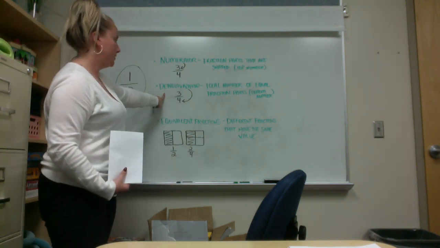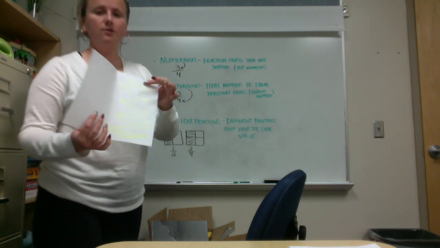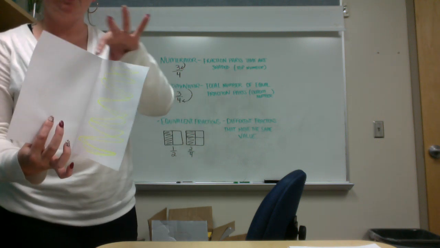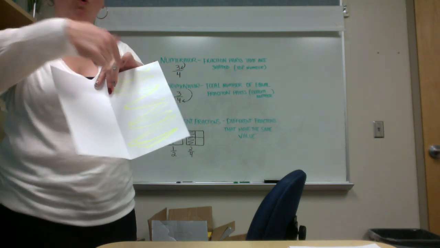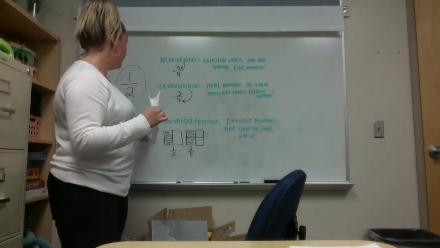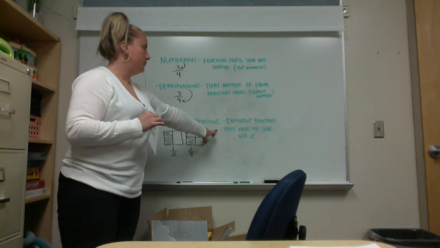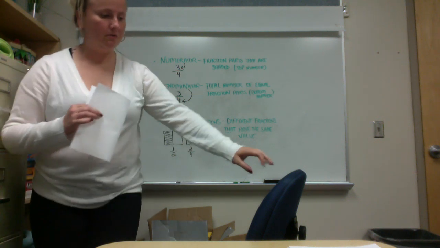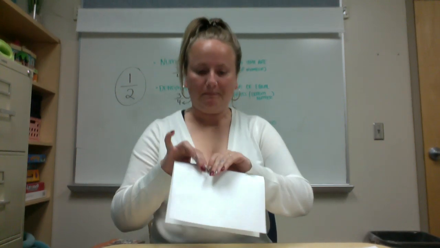The denominator, which is the bottom number, is the total number of equal fractional parts. So we have 1, 2. 2 fractional parts in total of the whole sheet of paper. The other term that we're going to be working on is equivalent fractions. These are different fractions that have the same value. We will be copying those down for our anchor chart in just a moment.